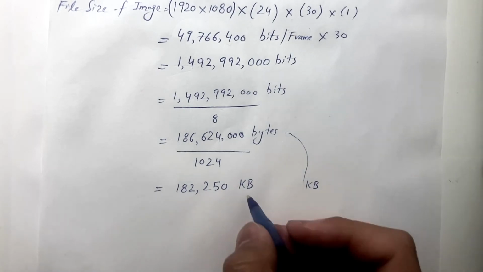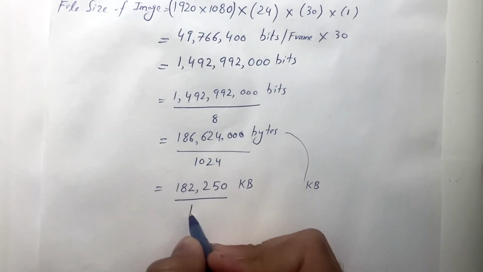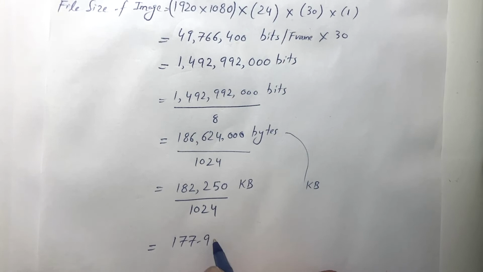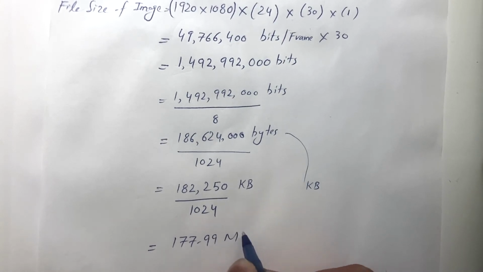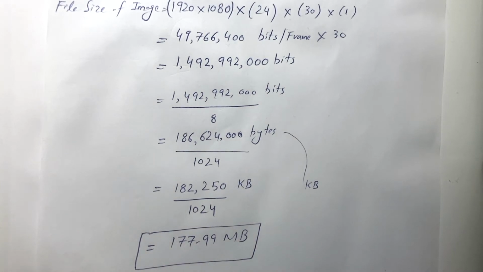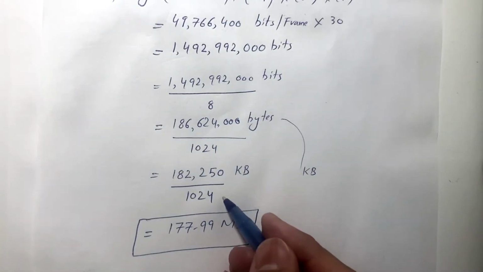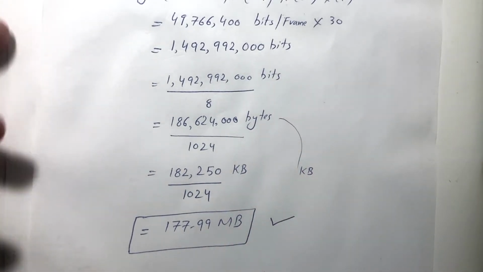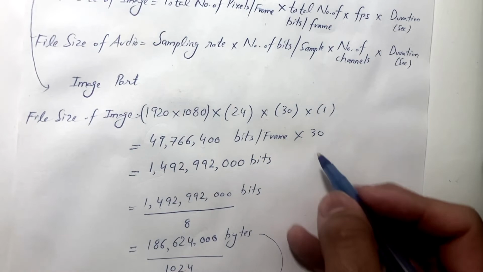Let's go to the next unit, which is MB. To get the answer in MB, again divide with 1024. Once you divide it, the answer is going to be 177.99 MB, megabytes, which is fine. Of course, if you want the answer in GB, again divide with 1024. Okay, so this is basically the image part.